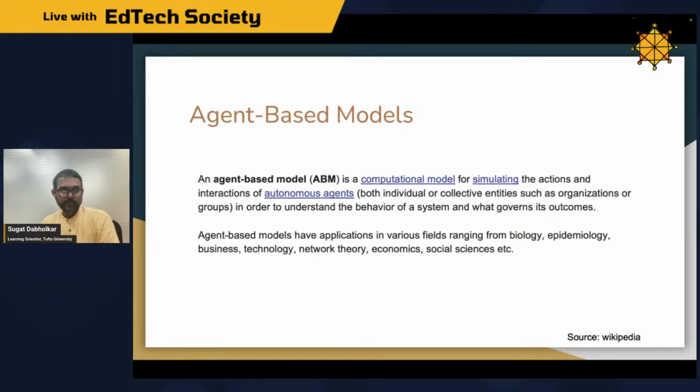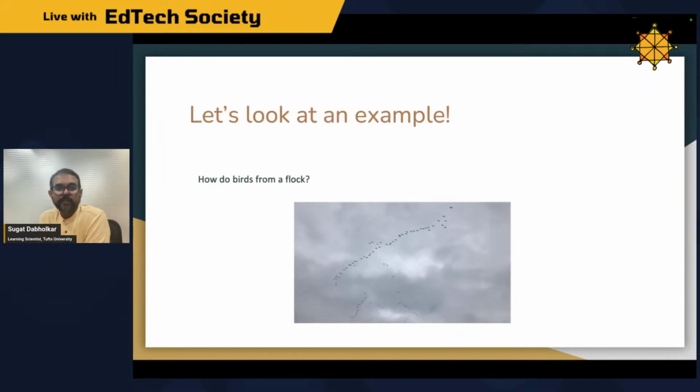And I have done this work with high school students, but I know that these models have been used in undergraduate settings, ranging across various topics from biology to economics to computer science. So let's look at this example.